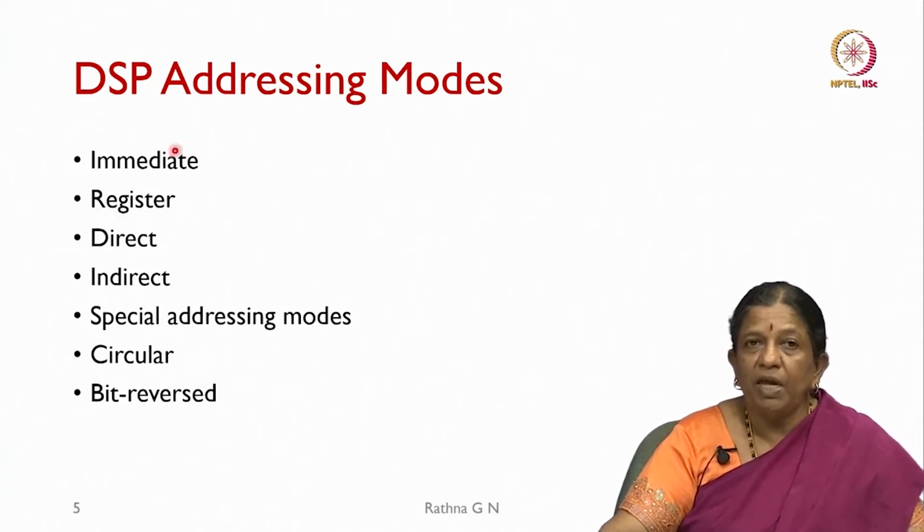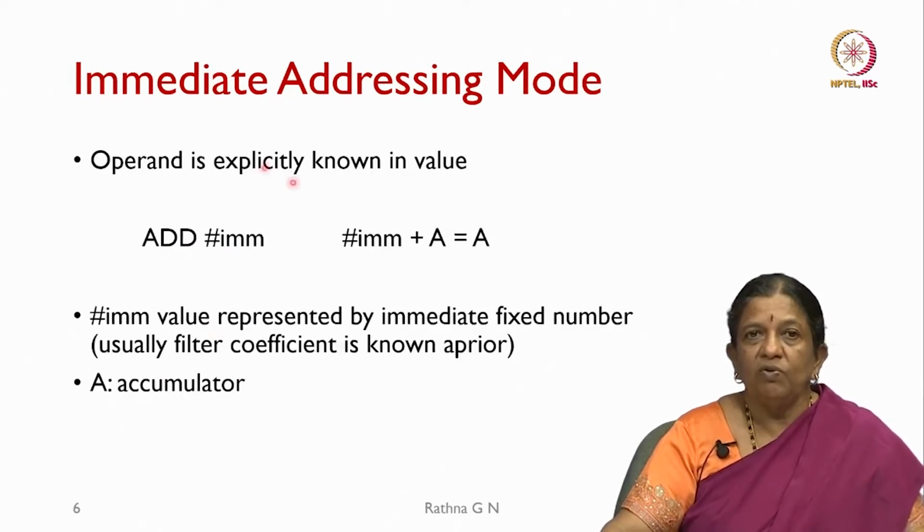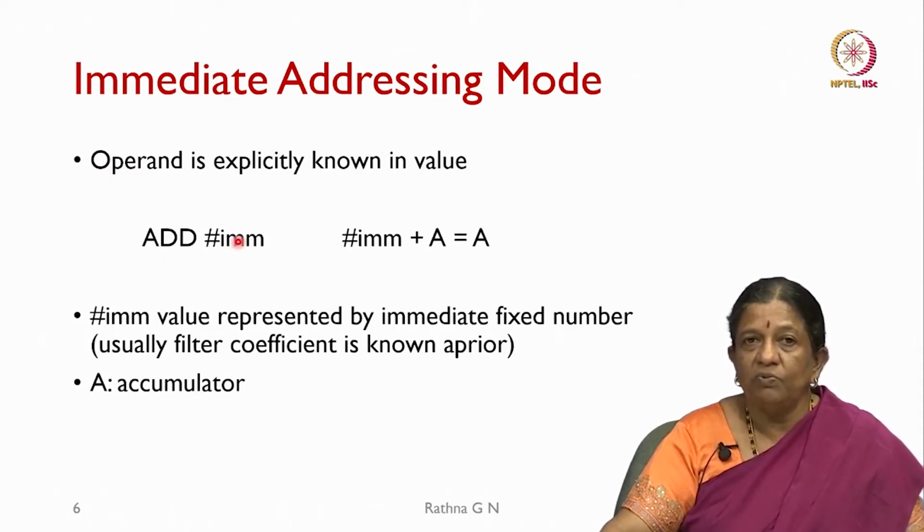We have immediate addressing mode, register, direct, indirect, and special addressing modes that we will see as circular and bit reversed. These addressing modes are typical to DSP processors. When you come to immediate addressing mode, when I want to add directly some value, we give it as ADD hash immediate value. This value is going to be added to our accumulator and the result is stored in the accumulator. Hash immediate is the value represented by an immediate fixed number.